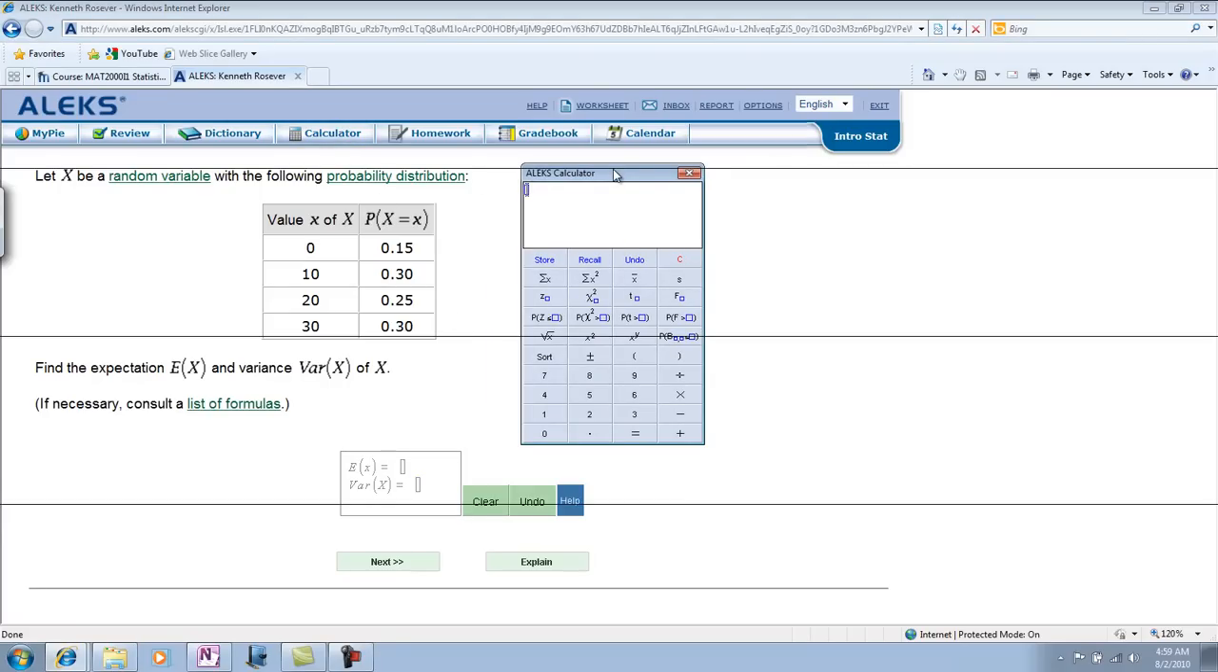We're going to go 0.15. Oh wait, 0.15 times 0. Right? When the value is 0, it doesn't matter what the weight is. So, skip that one and go to the next one. 10. I mean, you can still put it in, but it won't make a difference. Plus 20 times 0.25 plus 30 times 0.3. 17 is our mean. On this one, I'm going to use the second formula because 17, I don't know, it'll make it easy.